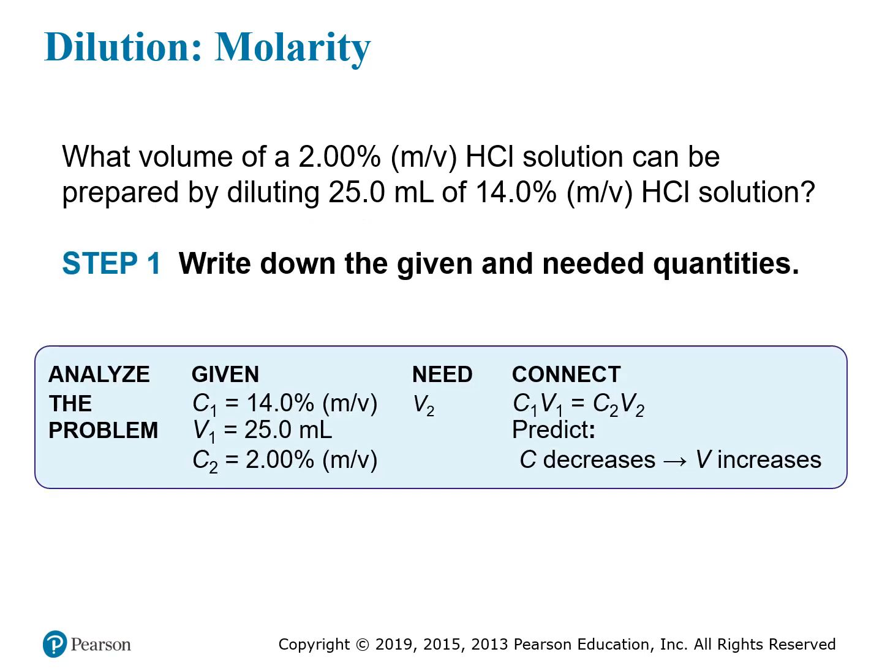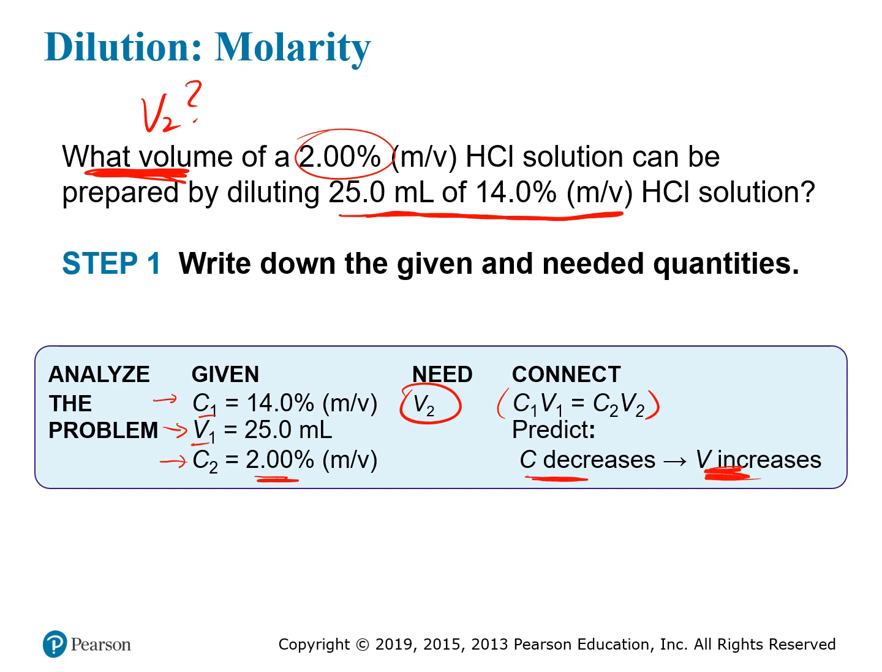So let's analyze the problem. We have the dilution formula, and we know the initial concentration is 14%. So we're diluting this solution, so it's 14% and 25 milliliters. Those are the initial properties. And then we're trying to make a 2% solution, but we don't know how much we'll be able to make. So we want to know the volume V2. But we do know that the final concentration should be 2%. So we're somehow going to increase this volume until the concentration drops to 2%. If we want the concentration to go down, then obviously the volume is going to have to increase. So we're going to have to add more solvent to make the concentration go down.